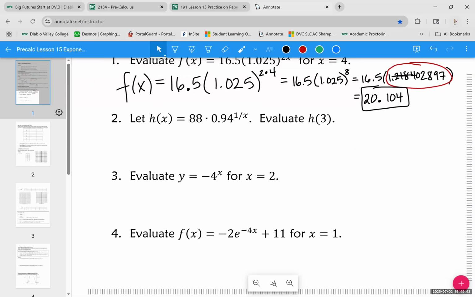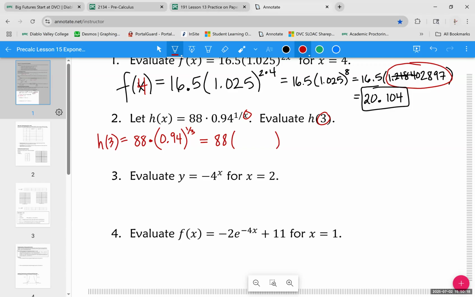Okay, so let's just keep doing a couple more. I'm supposed to plug 3 into this function. So h of 3 would be 88 times 0.94, I'm just going to put this in parentheses, to the 1/3. Now we know that 1/3 power is the same as a cube root. So either way, the next thing I'm going to do is plug that into my calculator.